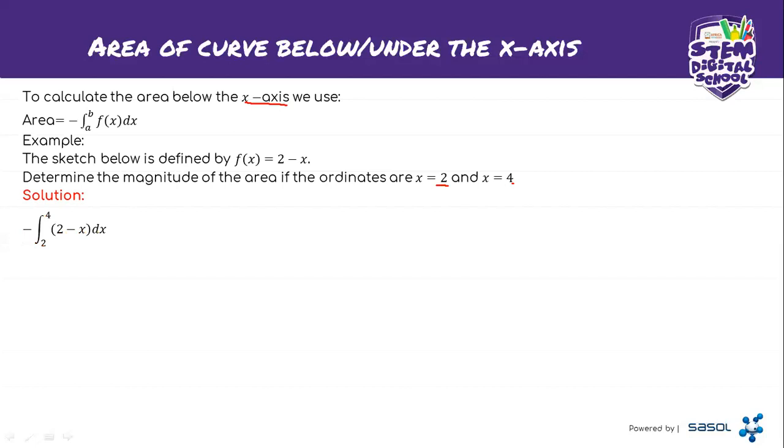Now you start applying the integral. You integrate it. Then 2 becomes 2x negative x squared over 2. Then on the right hand side, you also include the upper limit, which is 4, and the lower limit, which is 2.